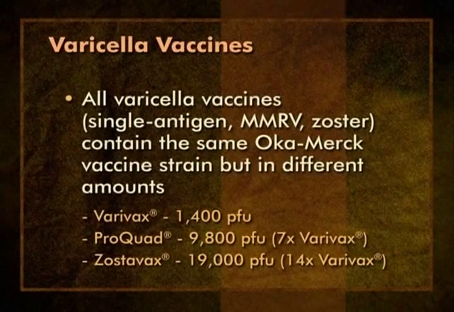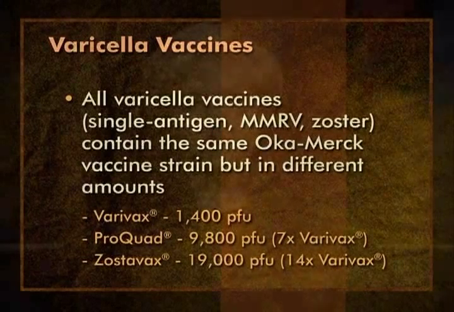All three vaccines contain the same live Oka-Merck varicella vaccine virus, but in different amounts. The concentration of virus is measured in plaque-forming units, abbreviated as PFU. Varivax single antigen varicella vaccine contains about 1,400 PFU per dose. ProQuad, or MMRV, contains about 9,800 PFU per dose, about seven times the virus in a dose of Varivax. Zostavax vaccine contains 19,000 PFU per dose, about 14 times the concentration in Varivax.